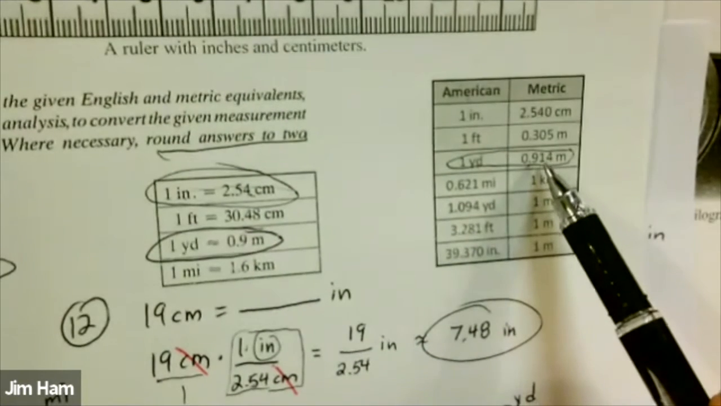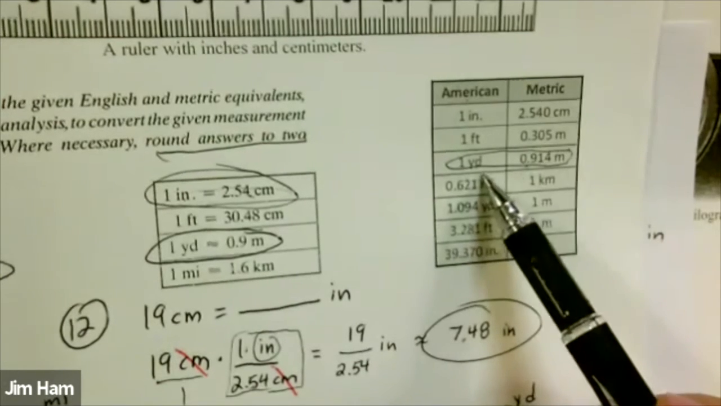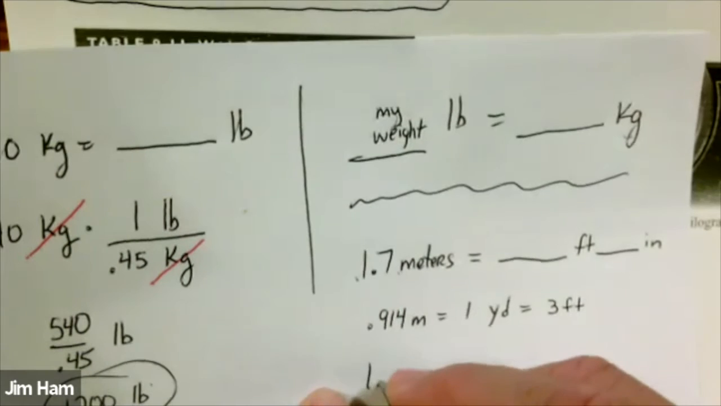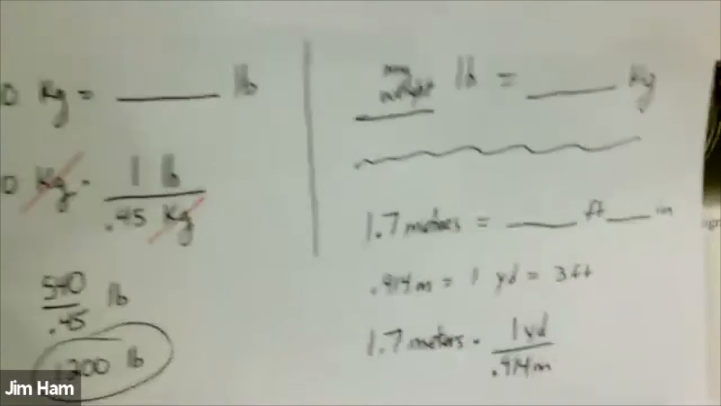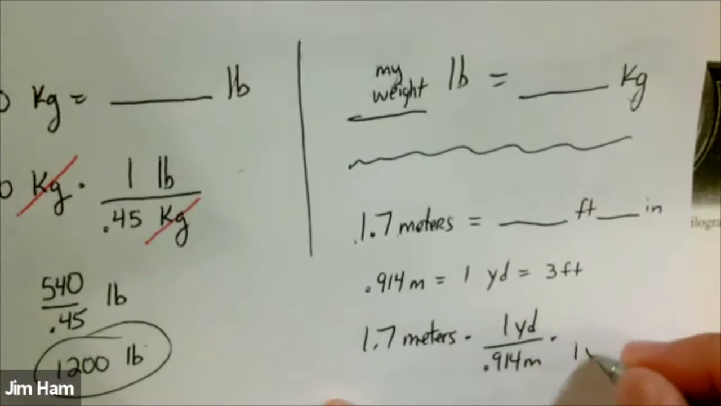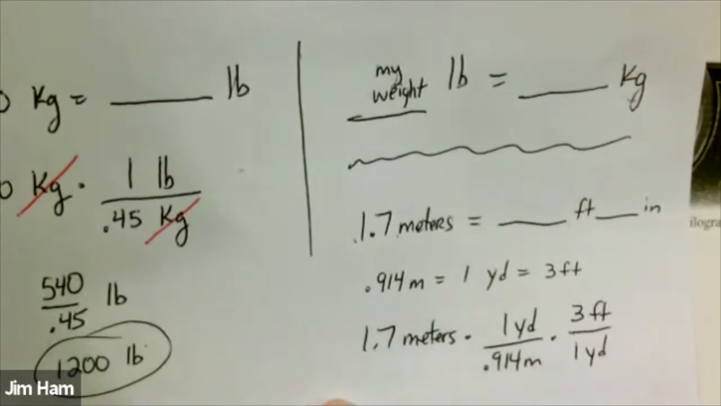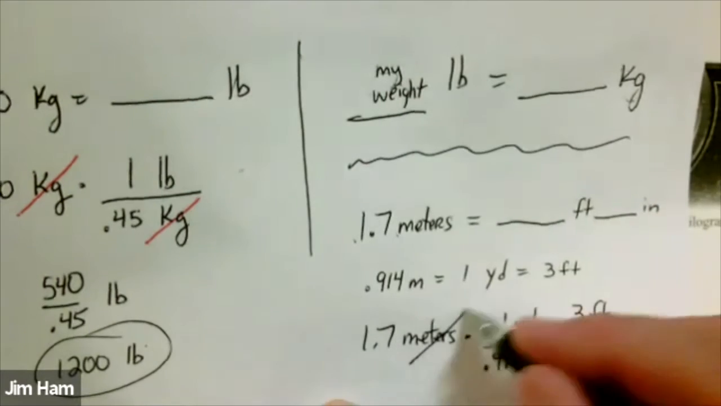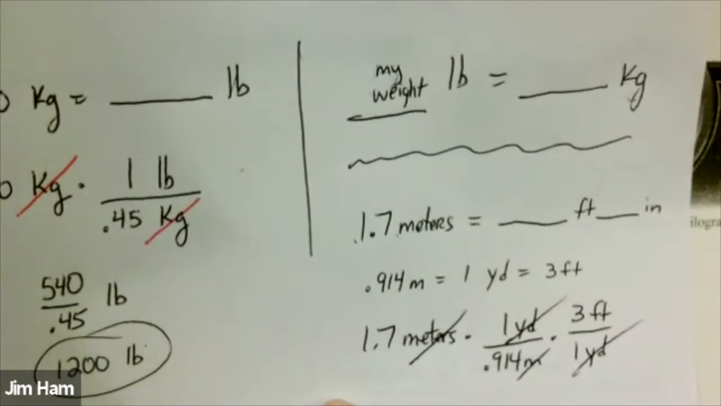So here's the conversion to yards. From meters to yards, you can use 0.914, and 1 yard has 3 feet. All right, so 1.7 meters. We know that 0.914 meters is equal to 1 yard, and we know that 1 yard is equal to 3 feet. So this would enable us to cancel out the meters unit and the yards unit.